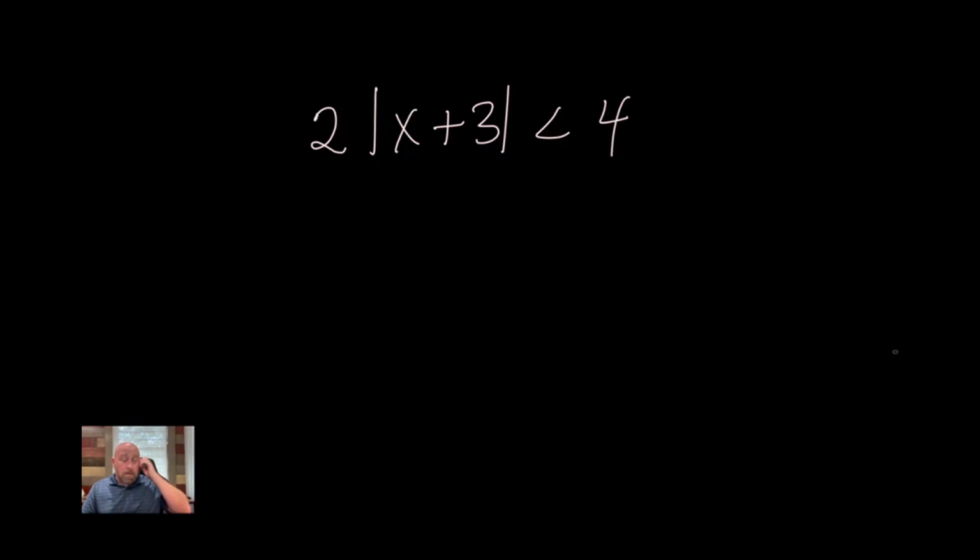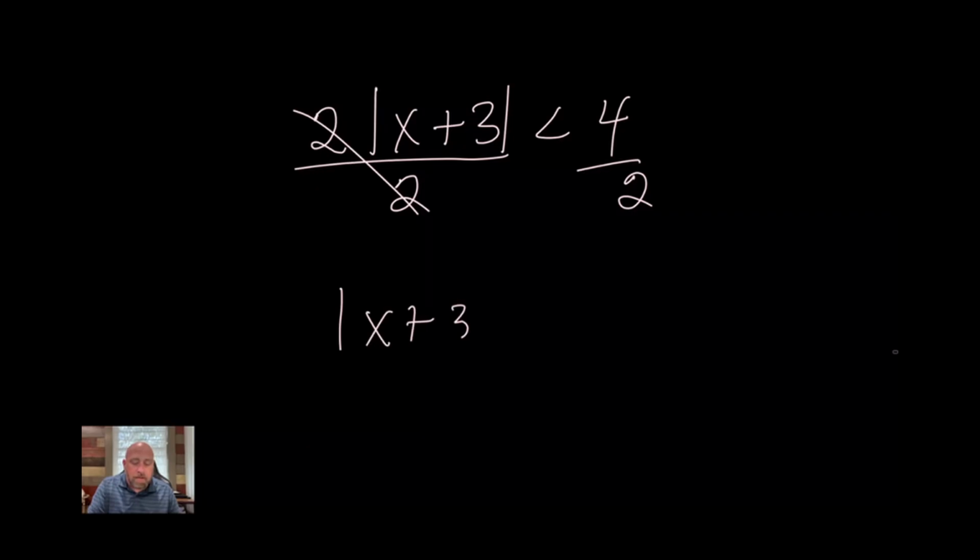There we go. So this is your example from page 145. This is example 4.5b. All right. The first step in these is always getting the absolute value by itself. Notice this 2 out here. I can't start with this 2 right here. I have to divide everything by 2 before we can get started. So I'm going to have x plus 3 absolute value is less than 4 divided by 2 is 2.